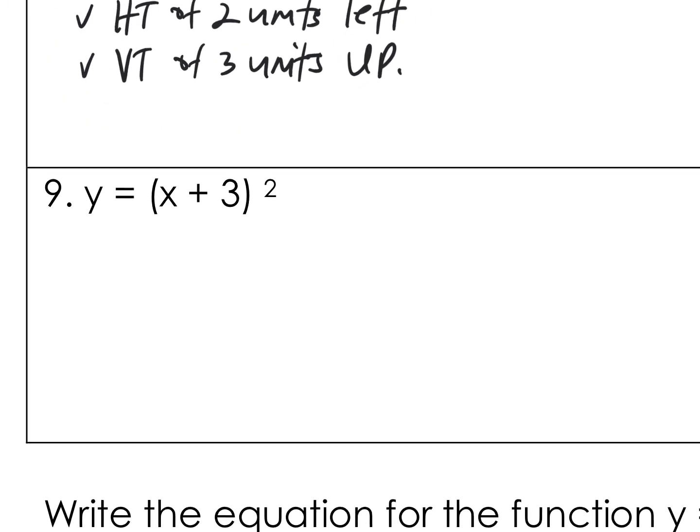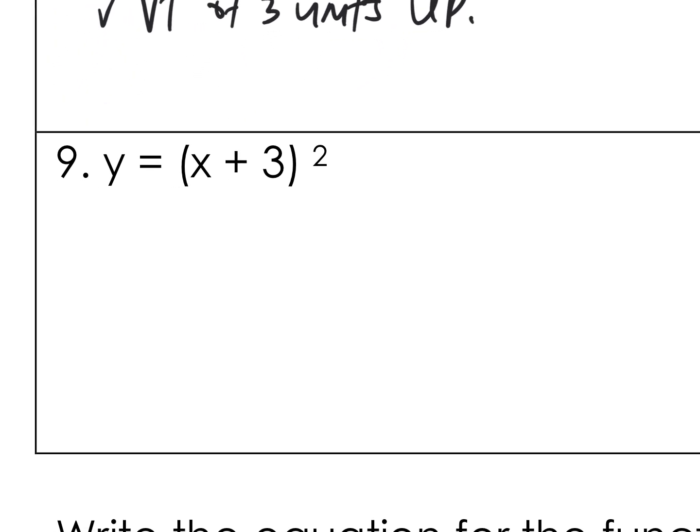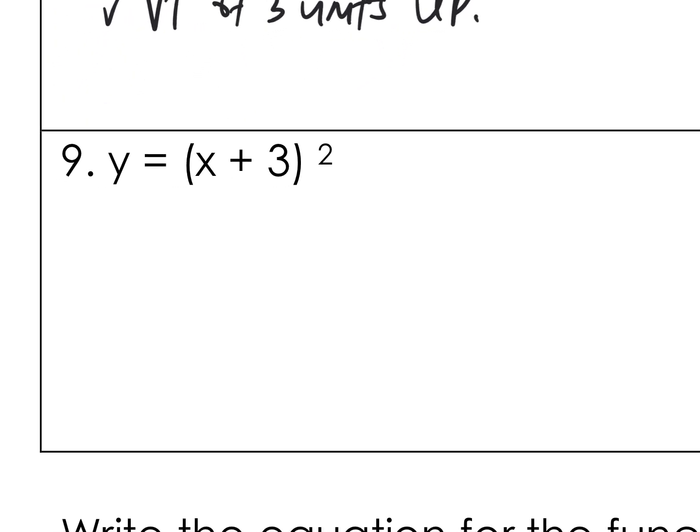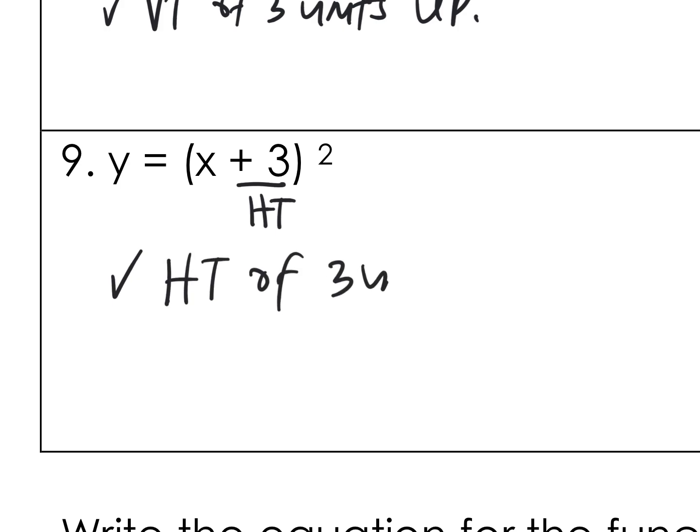Okay, number 9. Let's look at the transformation that happens here. I can only see a horizontal translation of 3 units. So there's going to be a horizontal translation of 3 units left because of the plus sign.